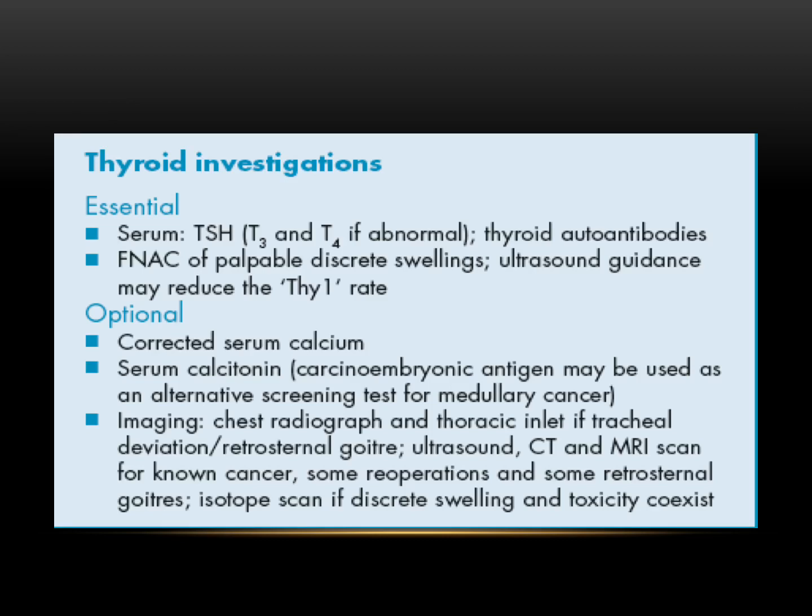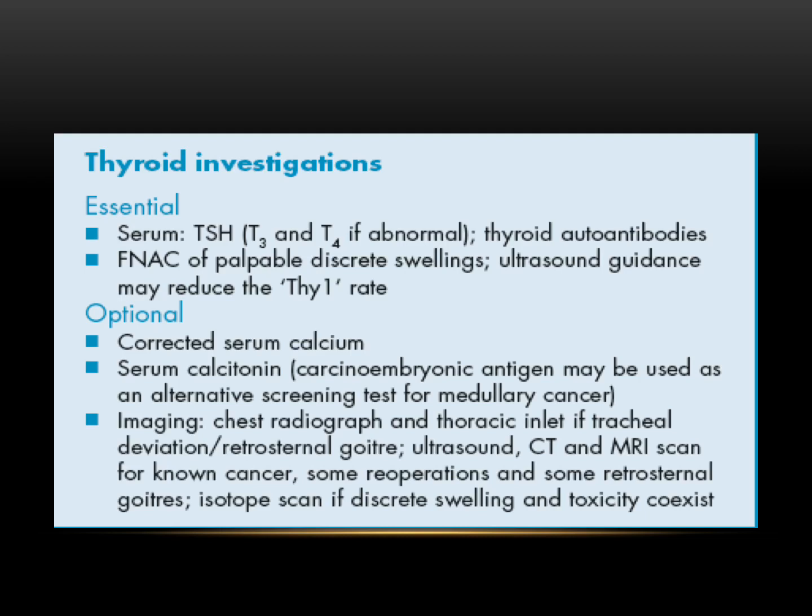Thyroid investigation. Which type of investigation do we need to send in patients with a thyroid problem? There are essential and optional investigations. Essential: serum TSH, and T3 and T4 if TSH is abnormal; thyroid autoantibodies; fine needle aspiration cytology of the palpable discrete swelling. Ultrasound guidance may reduce the false-negative rate.